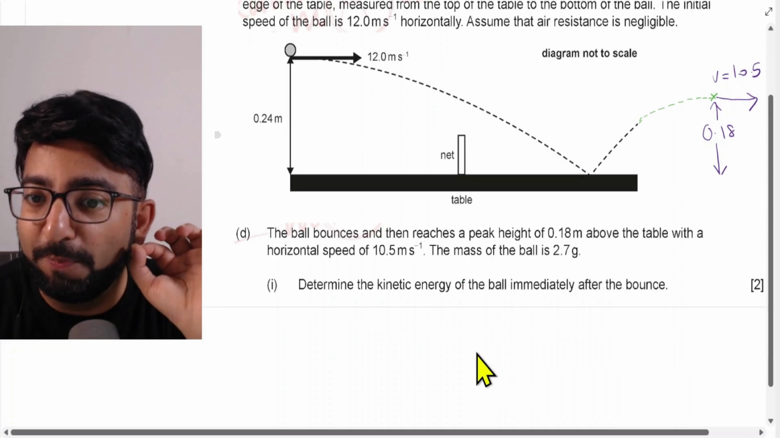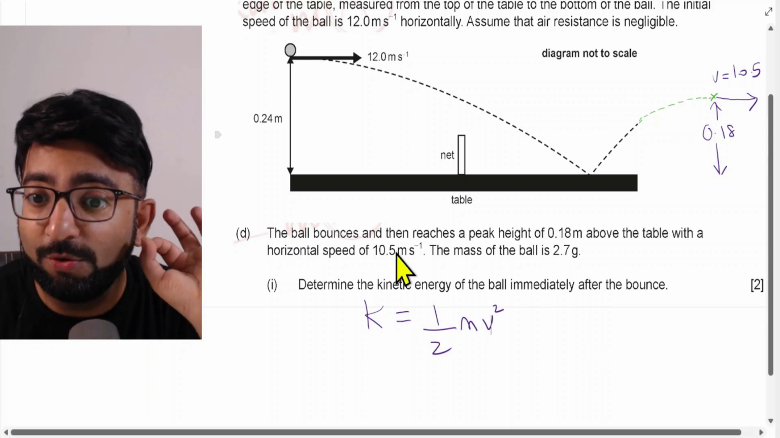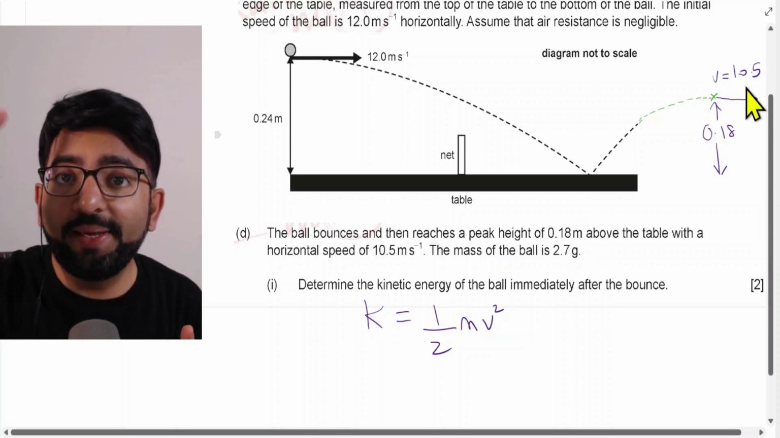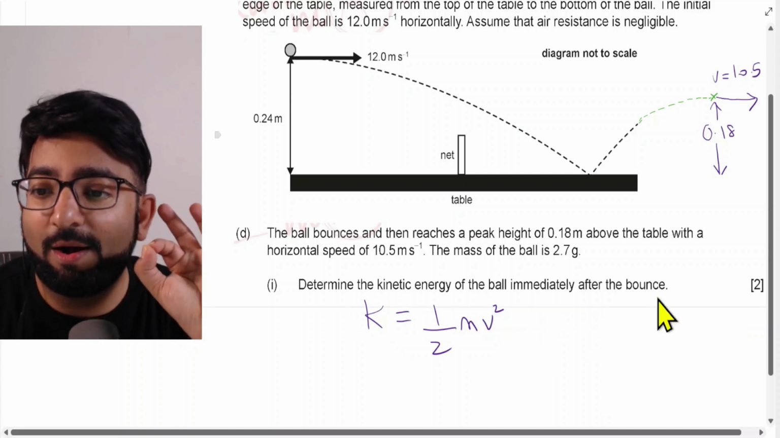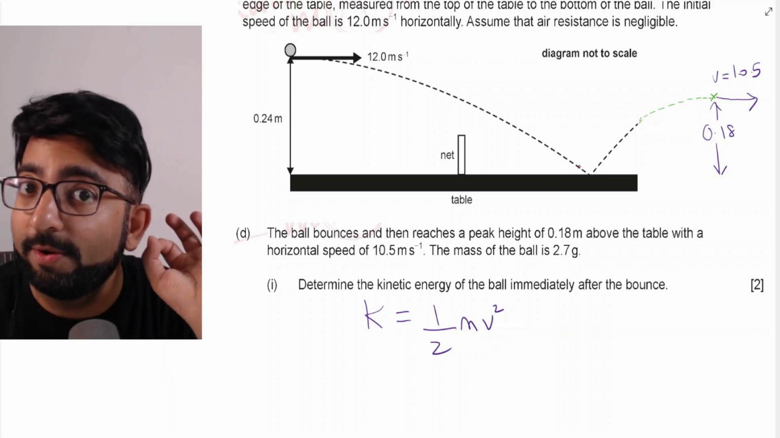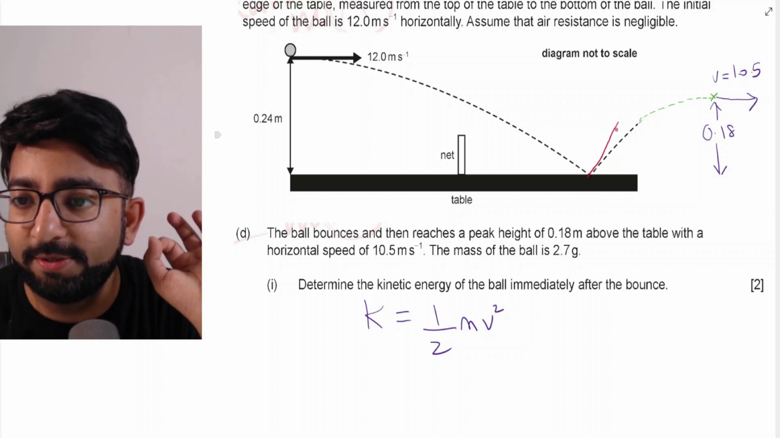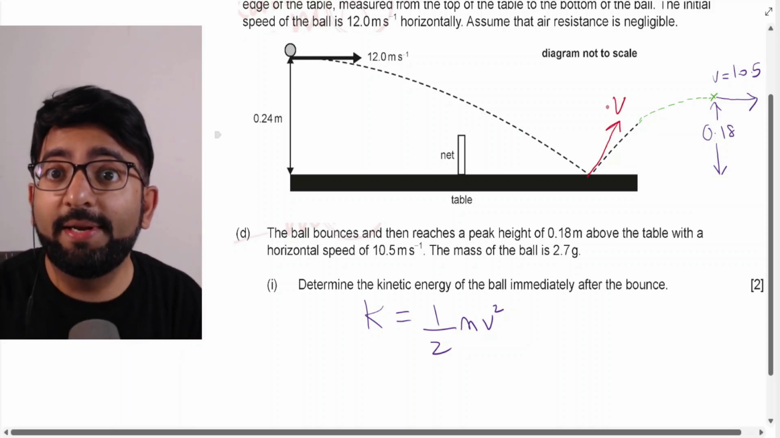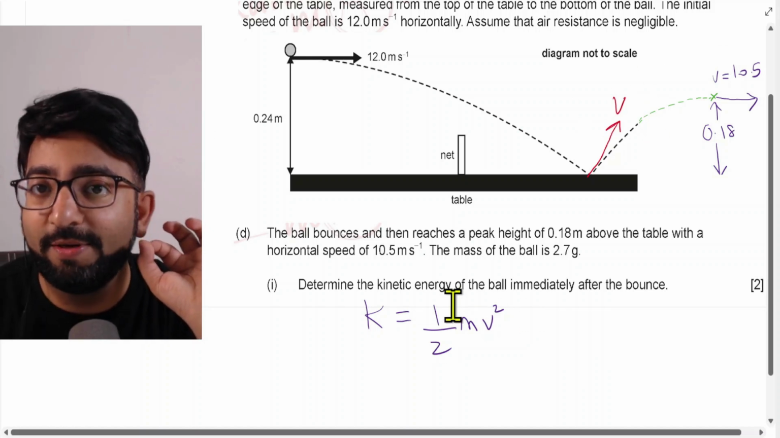Now, some students make this mistake. Kinetic energy is, of course, half mv squared, right? But you cannot take the speed as 10.5, because 10.5 is the velocity at the peak height. And the question is asking us to find the kinetic energy immediately after the bounce. So, immediately after the bounce, which is this point, if I draw a tangent at this point, that will give the direction of velocity. So let's say this is the direction of the tangent. This velocity is the velocity immediately after this bounce. And this is the v which we need in the formula half mv squared.